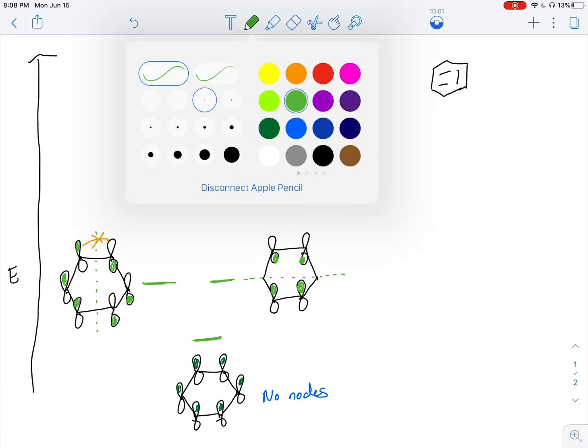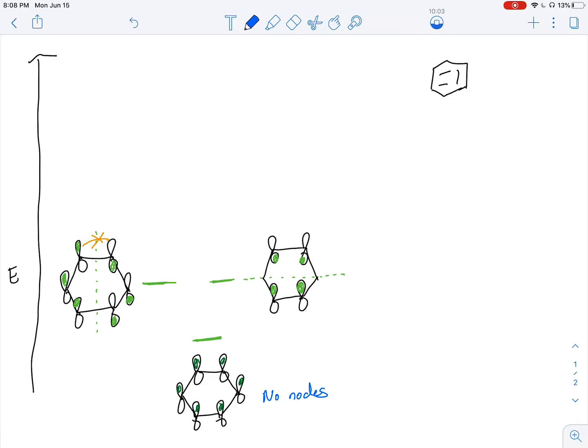So notice that the next energy level up, both of these have one node. And because they have one node, that would mean that they're the same energy, or what we call degenerate orbitals, right? They both have one node, so they would be the same energy, or what we would call degenerate orbitals.